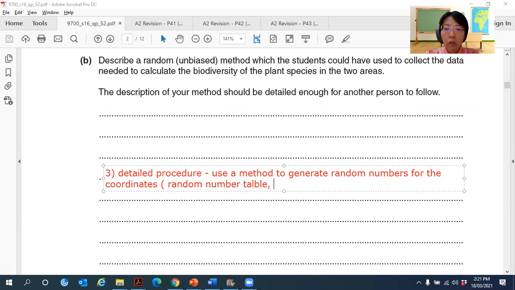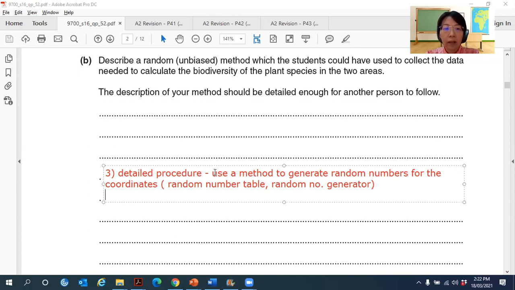Or you can use a random number generator. So this is actually programming that you can do it yourself, or you can actually buy this programming, or maybe you can search for free random number generator online and generate the number. Okay, I think you definitely can get this one. Okay, so you need to indicate how you're going to get this random number.